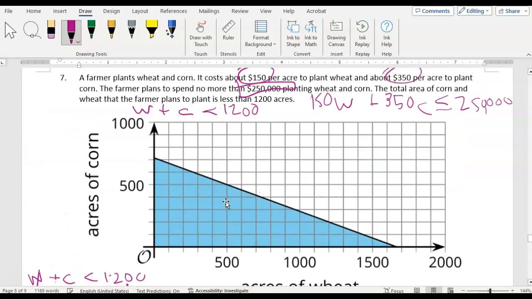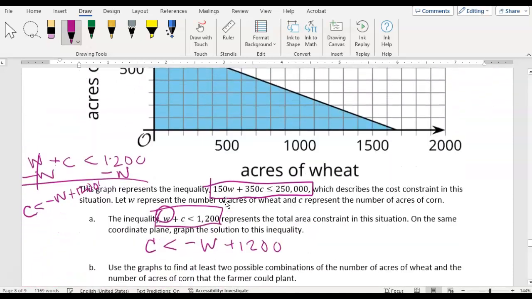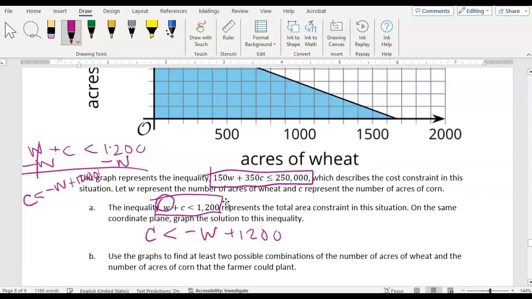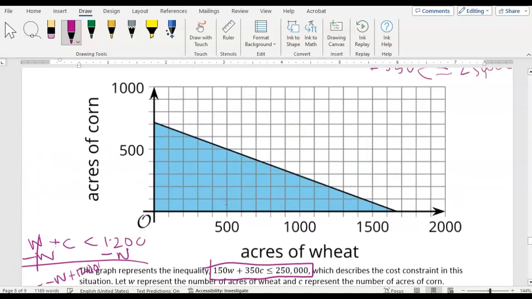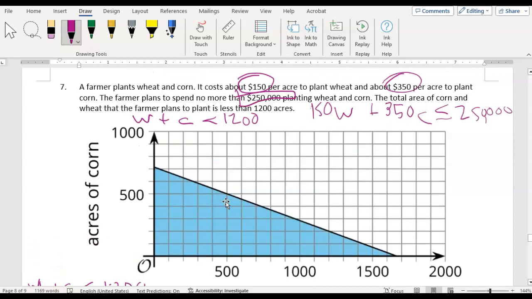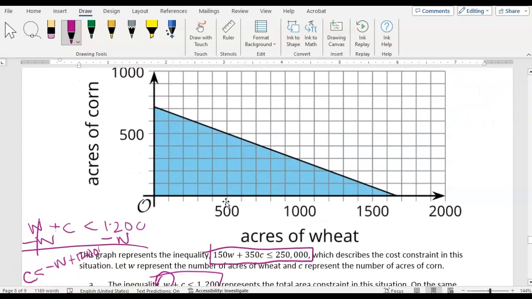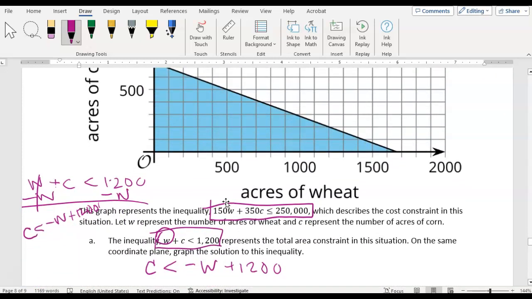Now that means then that our y-intercept is going to be 1,200. So the corn will be 1,200 when the wheat is nothing, right? And so that would be up above here, which is not very wise that they didn't give us enough space here, but that would be up here. And then similarly, if I don't plant any corn, then my wheat would be 1,200. So then my x-intercept would be, this is 200 here.